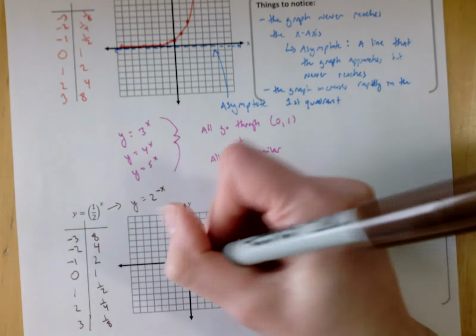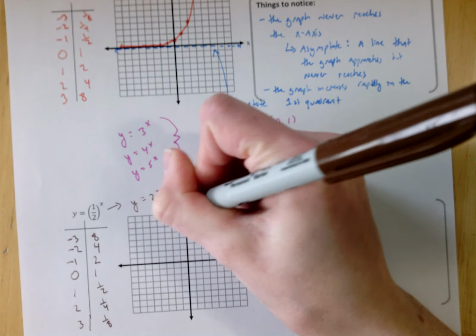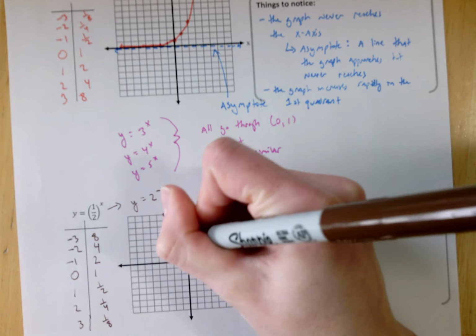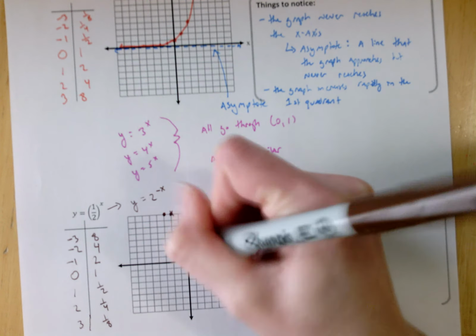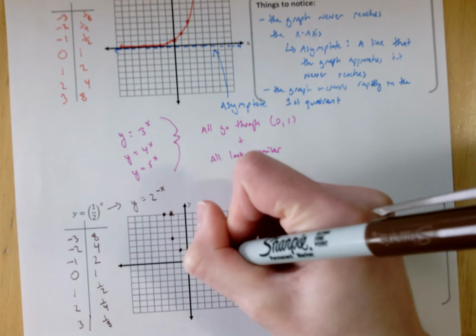All right, so let's take a look at our graph. So I'm going to start with -3, 8, because that's the easiest one. Oops, sorry, put that in the wrong spot. There we go. Okay, -2, 4, -1, 2, 0, 1, 1, 1/2.